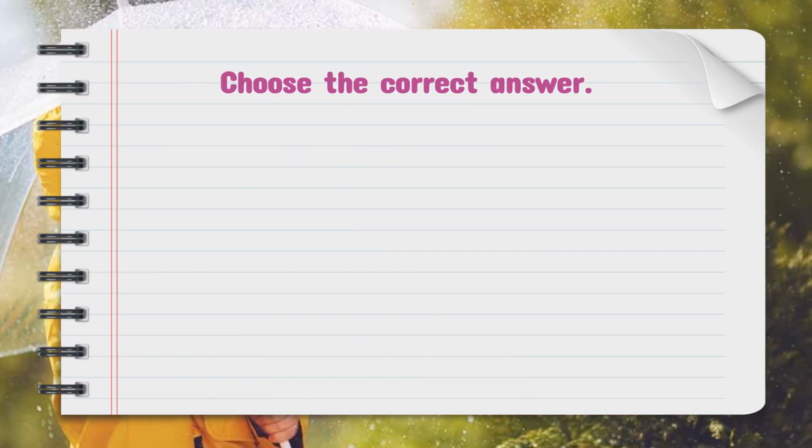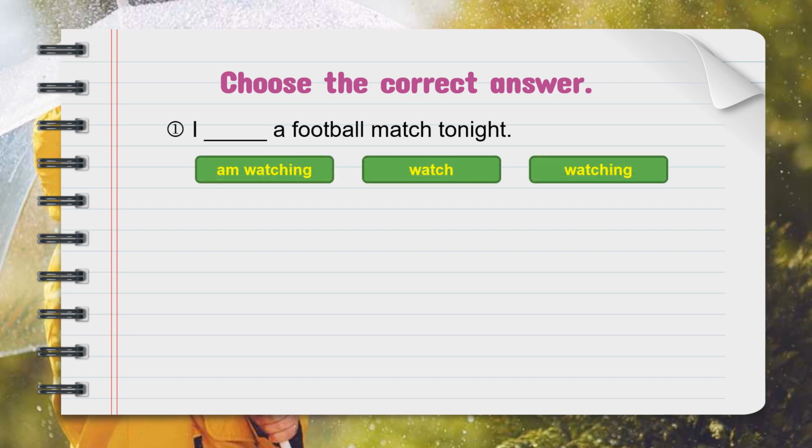Okay, guys, so now you're going to read some sentences, and I would like you to come up with the correct form of the verb. Let's get started with the first sentence. Now, a football match tonight. What should we say? I am watching, I watch, or watching?